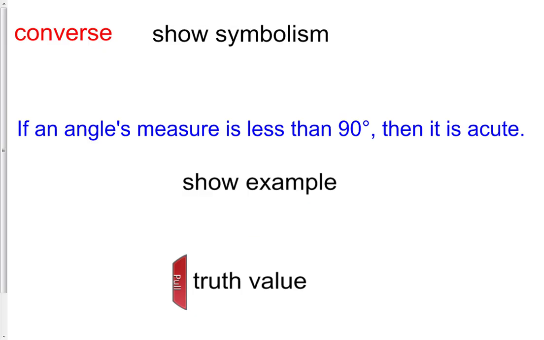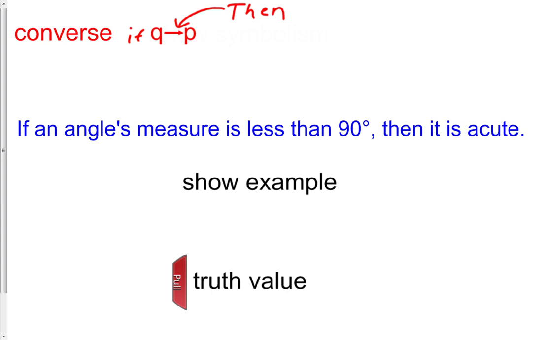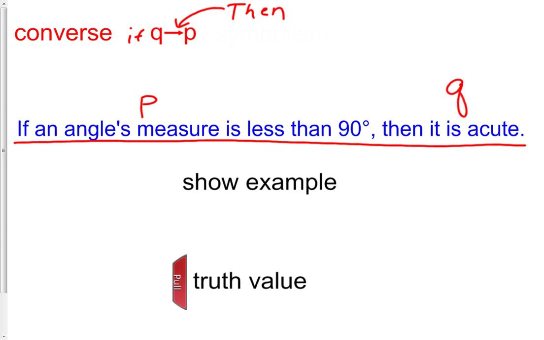So now we're going to talk about the converse. So hopefully this symbolism helps. Instead of if P then Q, we're going to switch around the hypothesis and conclusion. So it's going to be if Q, then P. So my conditional statement that we used on the slide previous was this. If an angle's measure is less than 90 degrees, then it is acute. So the first part is called the hypothesis. It's the P part of the sentence. And this part over here is called the Q part of the sentence.